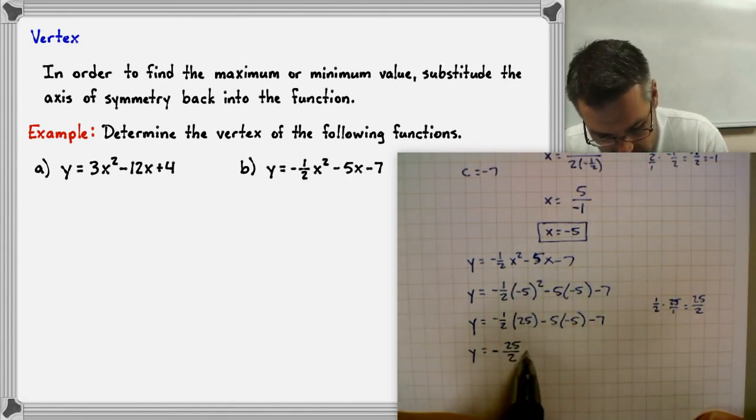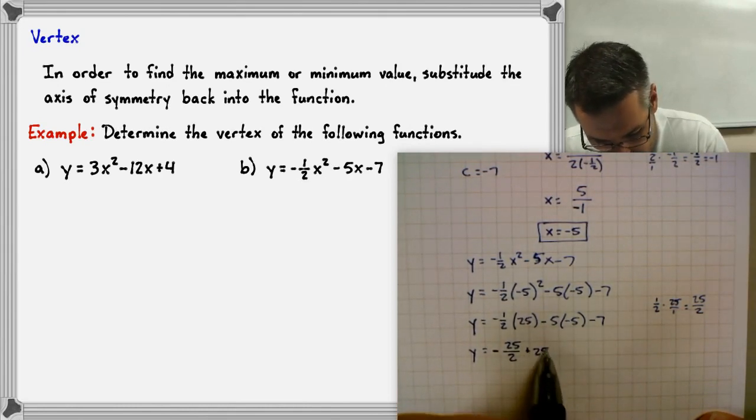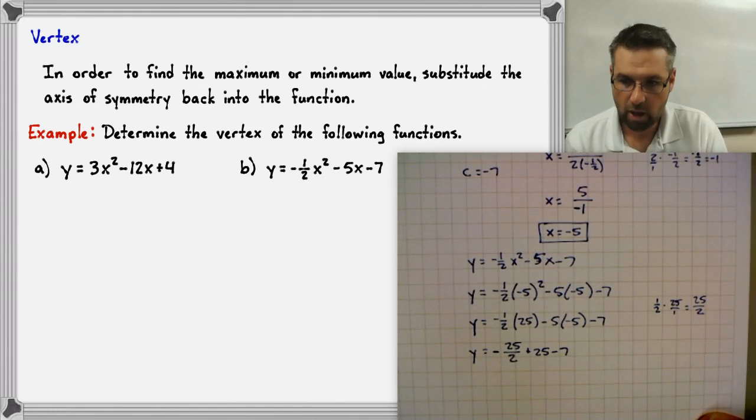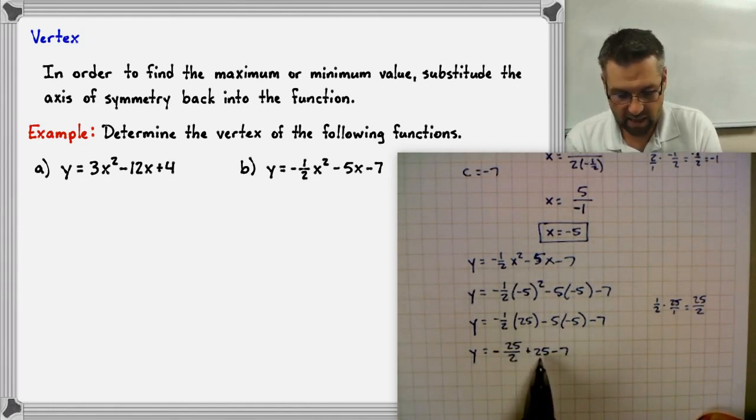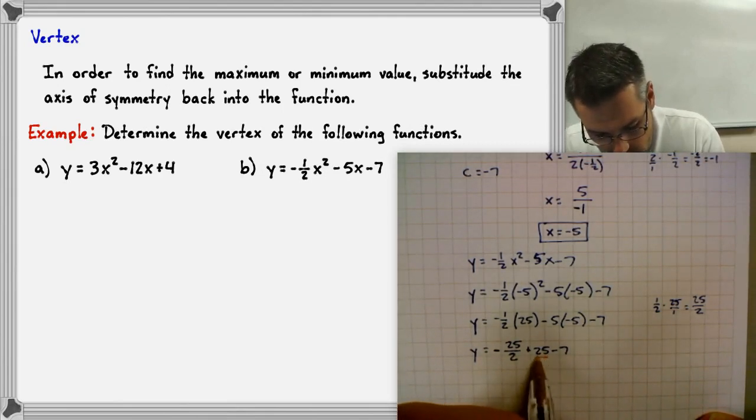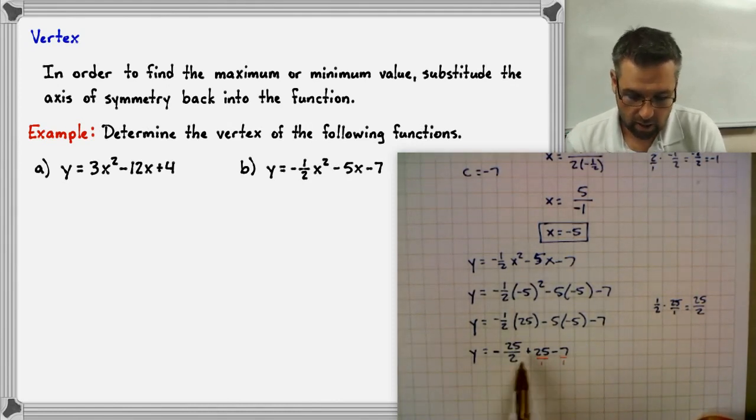Then negative 5 times negative 5 is positive 25, and then minus 7. Well, how do I add these now that I have a fraction? Well, I've got to make these fractions, and I need to find a common denominator. So I'm going to put this over 1 and put this over 1, and I need a common denominator. Since this guy is 2, I want to make these guys 2.